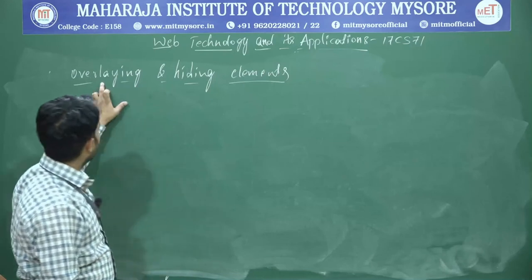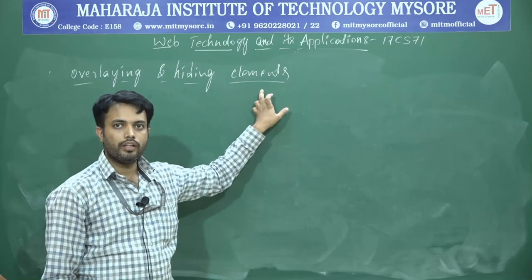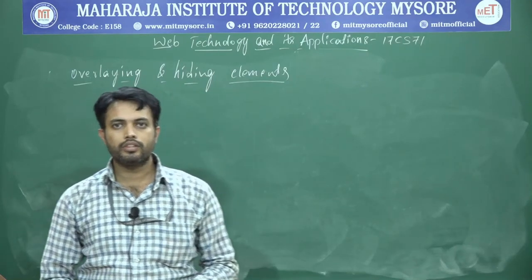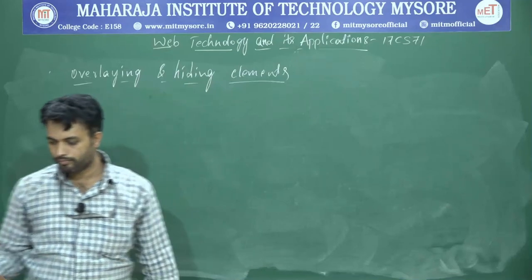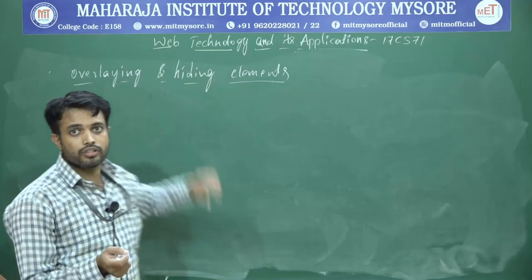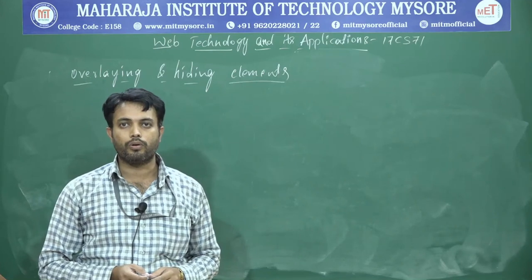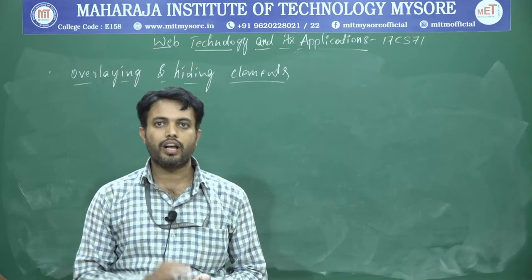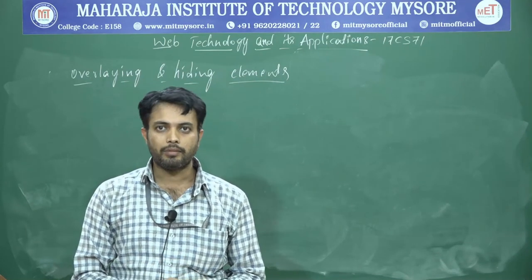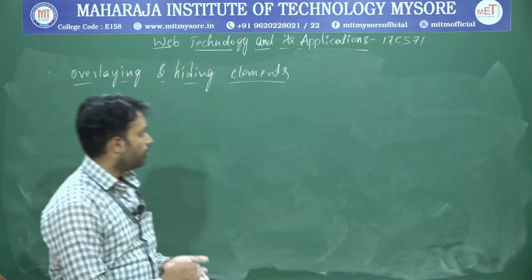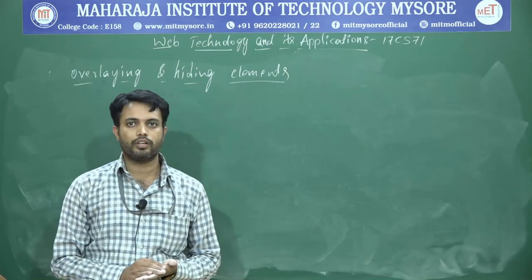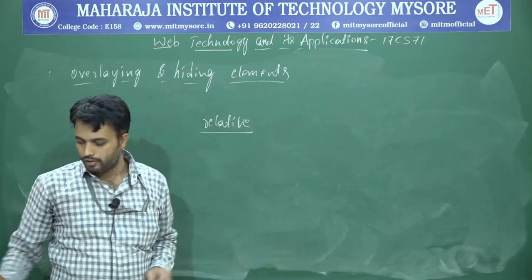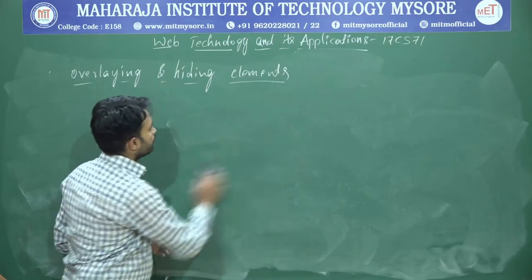Like that, here also we can overlay an element, and again hiding. We can also hide the element. How? Look into the example. In order to overlay an image, position plays an important role. Why? Because we need to display an image on top of another image, or an element on top of another element, right? So position plays an important role here. That means position is relative.